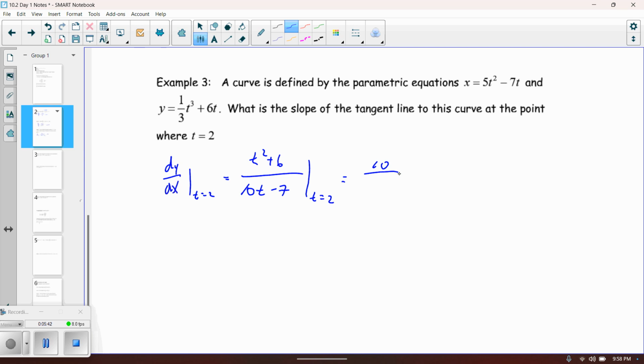20 minus 7 is 13 on the bottom. So at that particular t value, the slope is 10/13. All right, moving on.